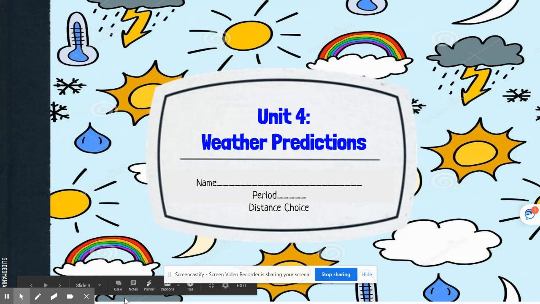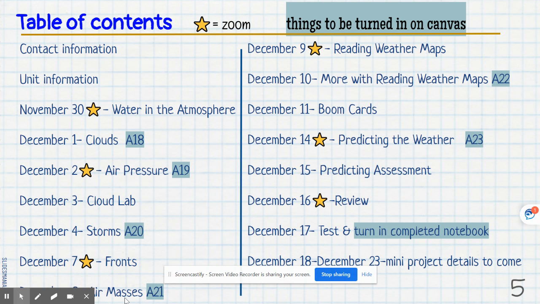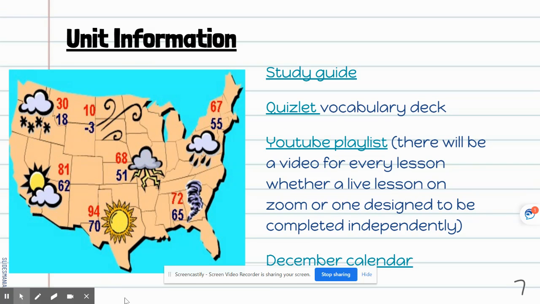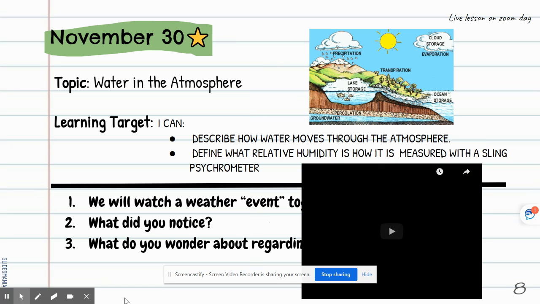Our new digital notebook looks like this. This is the cover, our table of contents. Hopefully by now some of this is looking familiar to you. Contact information, an overview of the unit. Again, remember on this page is linked our study guide, our Quizlet deck, a link to the YouTube playlist, and then our calendar, which is December for this month.